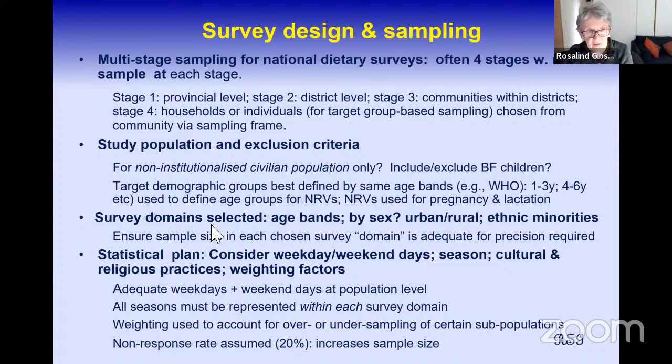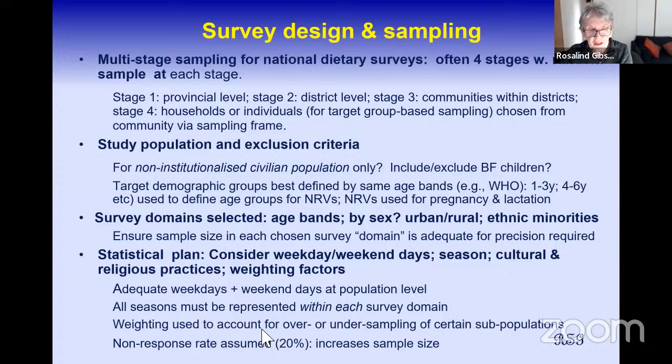that we have selected. And finally, we need to consider our statistical plan. We need to ensure that in our final sample, we have weekdays, weekend days, sometimes market days. We have to take into account season, so that all seasons are represented within each survey domain. We may also want to consider cultural and religious practices. Are we going to include fasting days or feast days? This will affect very much the weighting factors that the statistician will apply to the final data set.